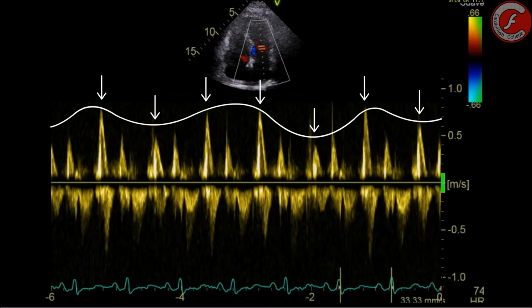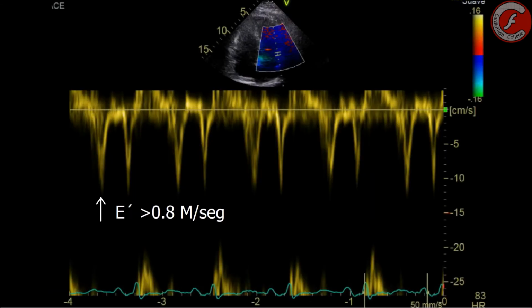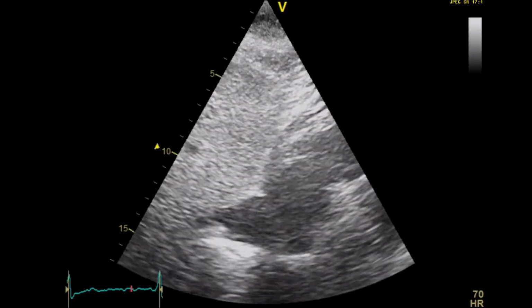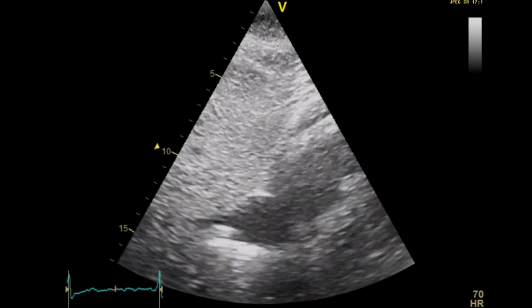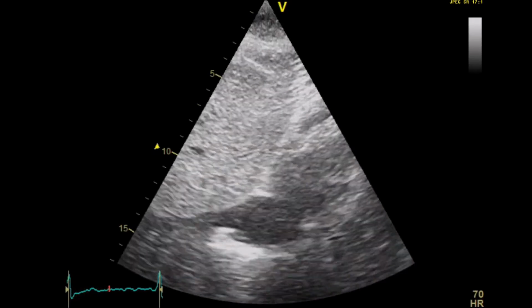For example, as in this case, a decrease of more than 25% in the transmitral flow velocity with a deep inspiration. On its own part, the tissue Doppler usually reveals that the mitral annular velocity is conserved, showing an E prime superior to 0.8 meters per second. Finally, transthoracic echocardiography can show us an important dilation of the inferior vena cava and the suprahepatic veins.